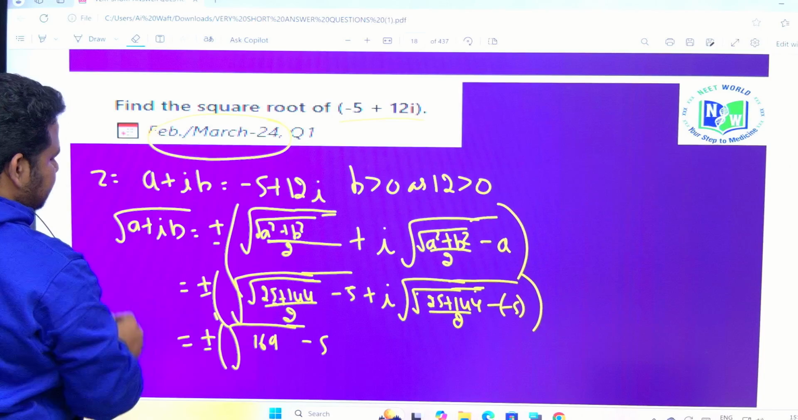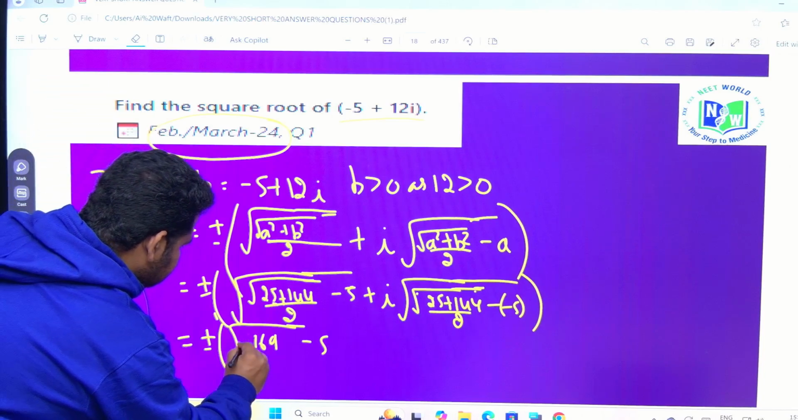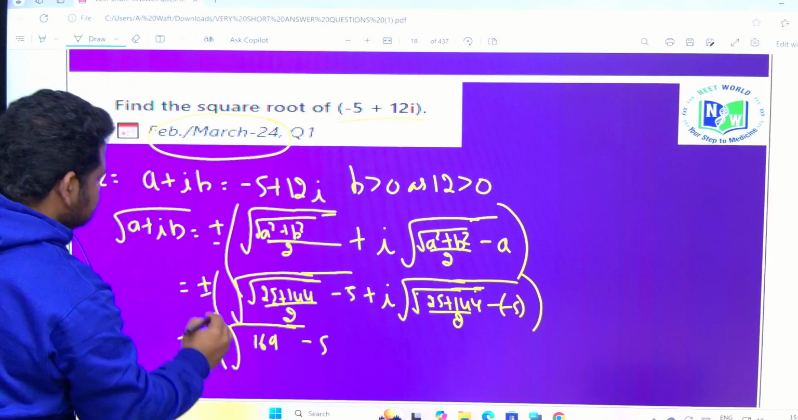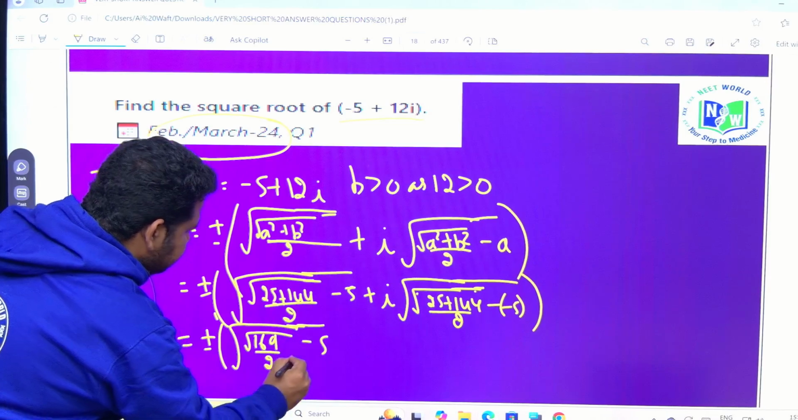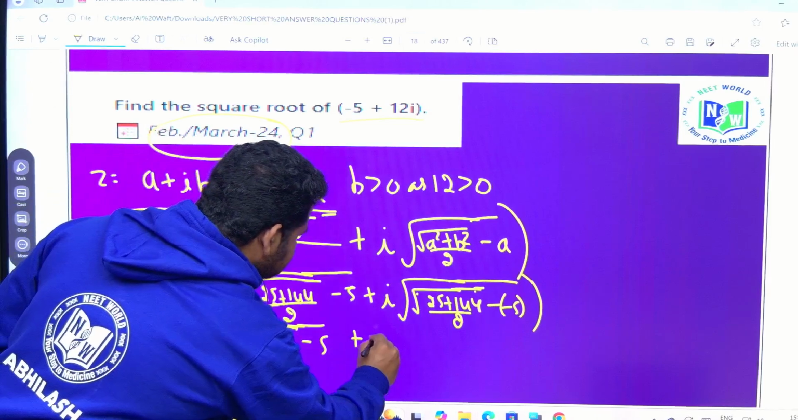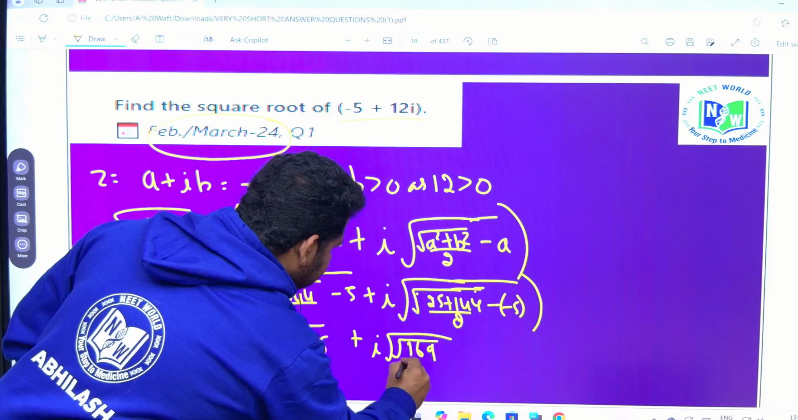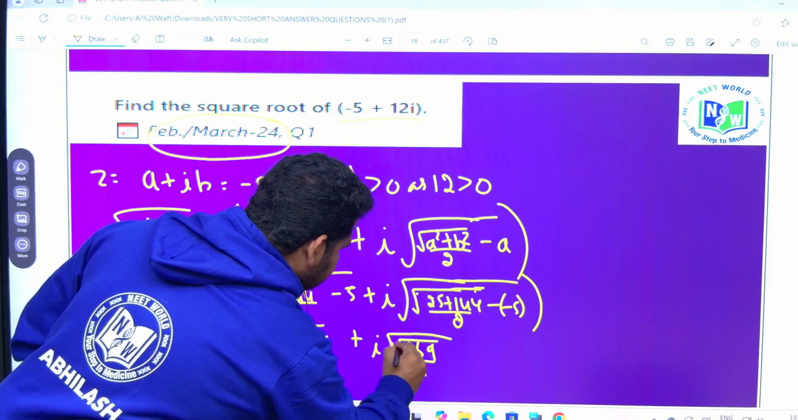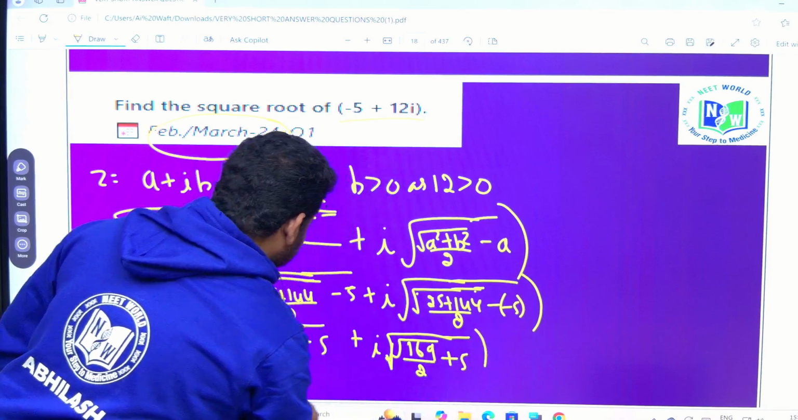Okay, now we can solve it. Square root of 169 by 2 minus 5. Here it is plus i into square root of 169 by 2 plus 5. Minus of minus is plus 5, friends.